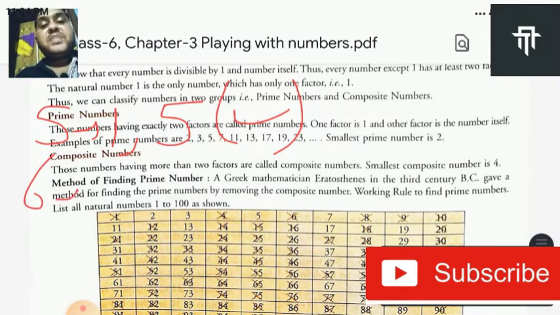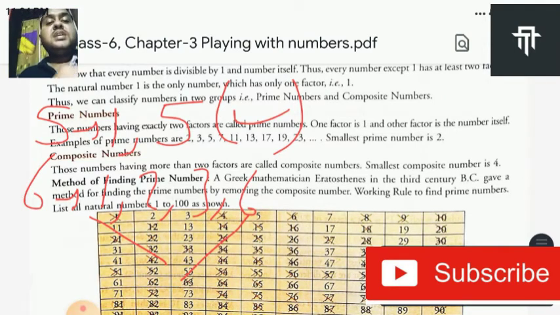Then 6. The factors of 6 are 1, 2, 3 and 6. These all are the factors. So here it has more than 2 factors, meaning it is divisible by 1, itself, and also a few other numbers, that is 2 and 3. So it is a composite number. So the second composite number is 6.